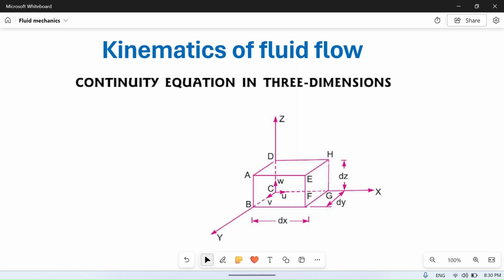In this video we will try to derive the continuity equation in three-dimensional form, in the form of a differential equation. Suppose this is a control volume, the unit cube. We will count the masses entering and exiting from this control volume.